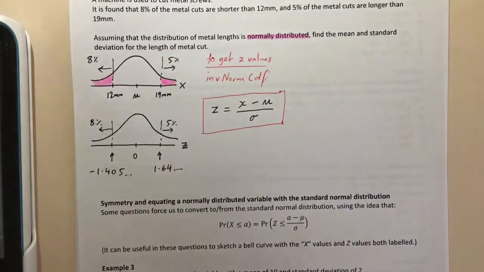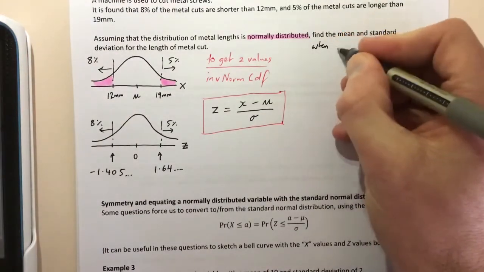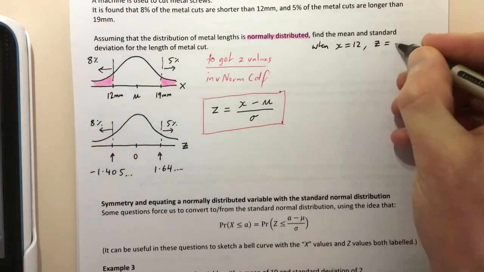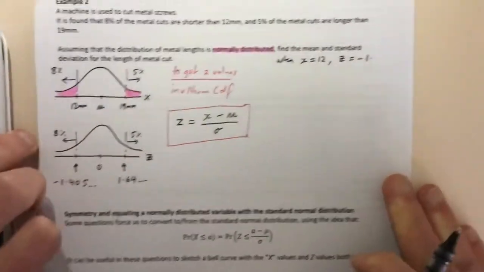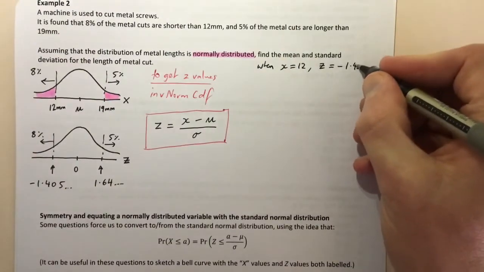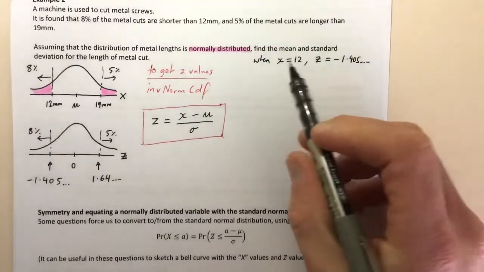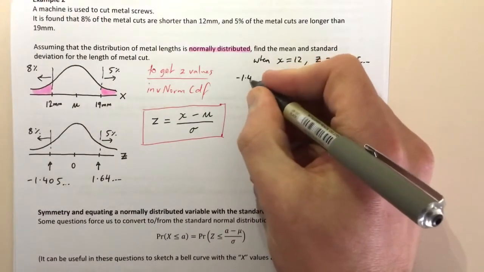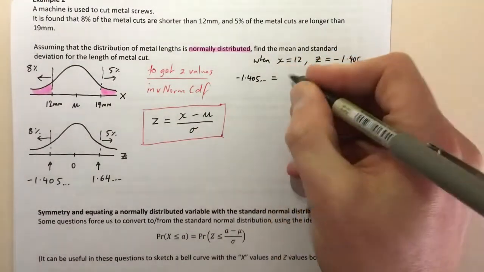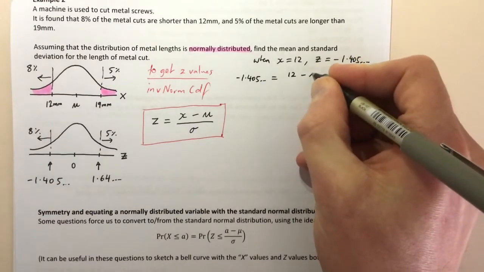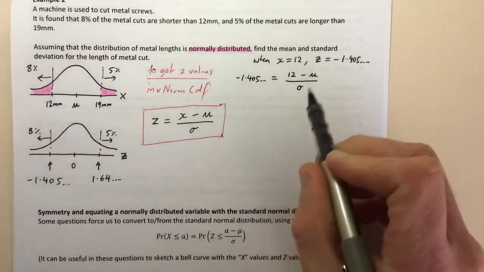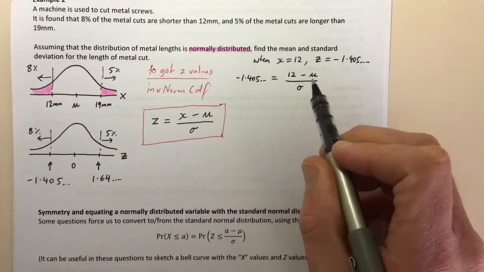Now, what we can do is substitute some values into this formula because we know, for example, that when x equals 12, z is equal to negative 1.405 dot, dot, dot. So if I substitute those two values into this formula, I get negative 1.405 equals 12 minus the mean, because I don't know that yet, divided by the standard deviation. So there's one equation with two unknowns.